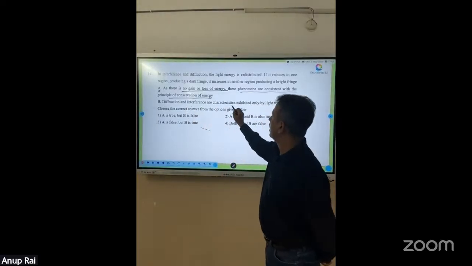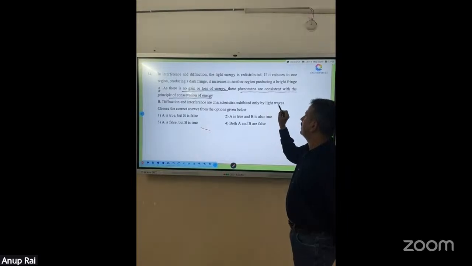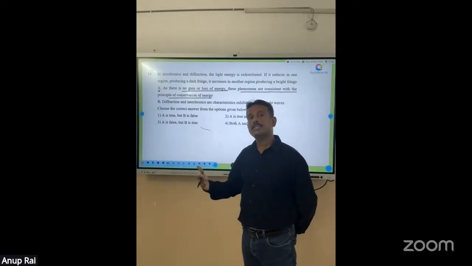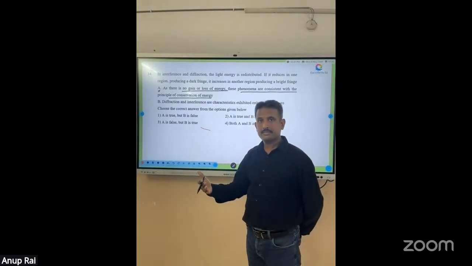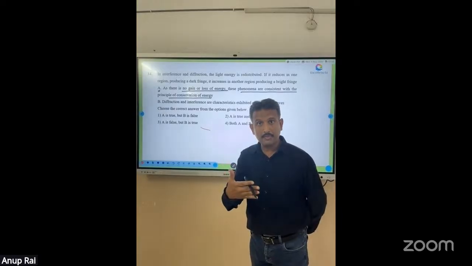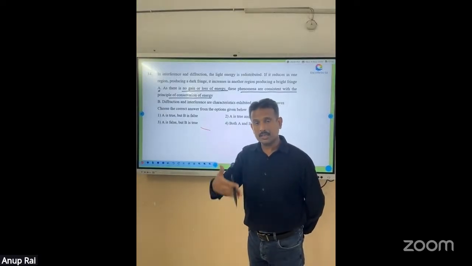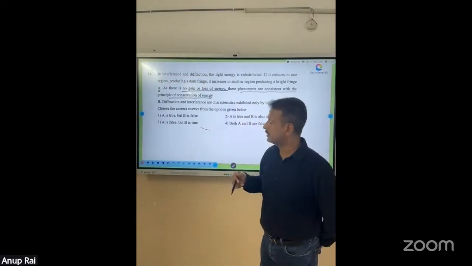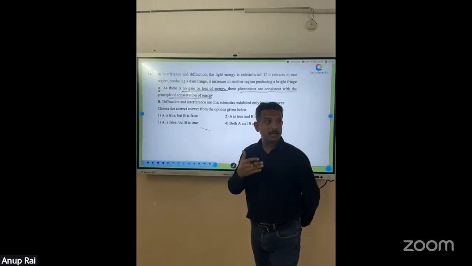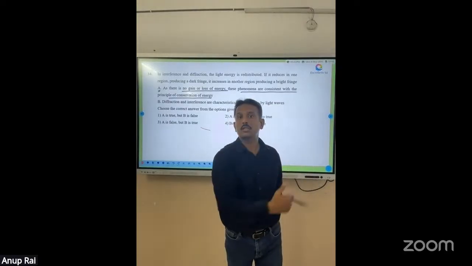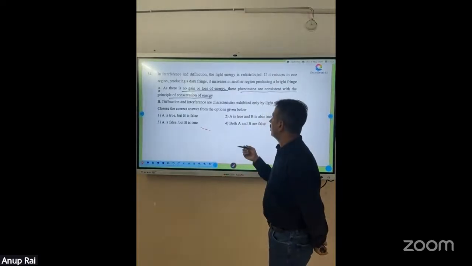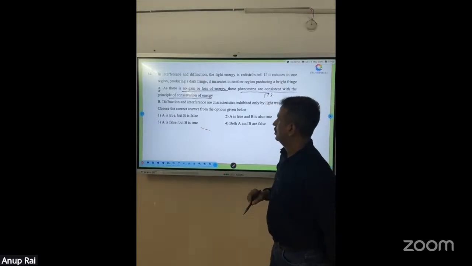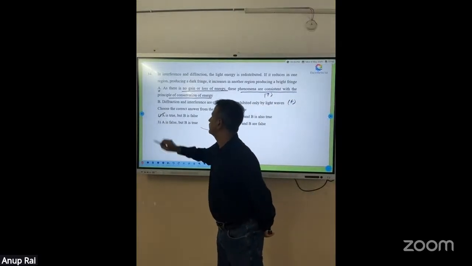Diffraction and interference are characteristics exhibited only by light waves. No, that is not true. All waves show interference and diffraction. If you go for the sound wave also, if you change the path length, you are going to see different intensity. And you also know that sound can bend through doors also. So that is diffraction. So this is false, but this is true. So A is true, but B is false.